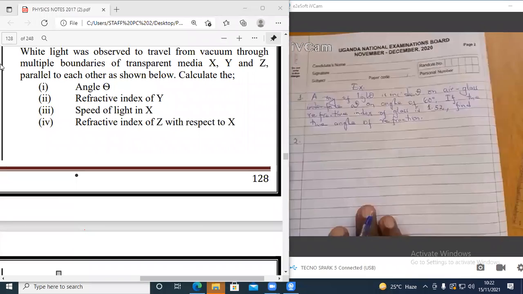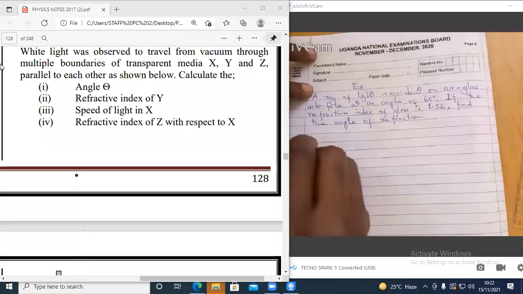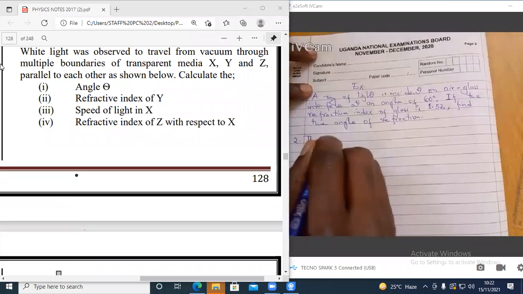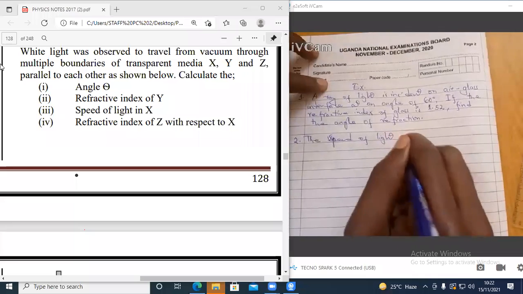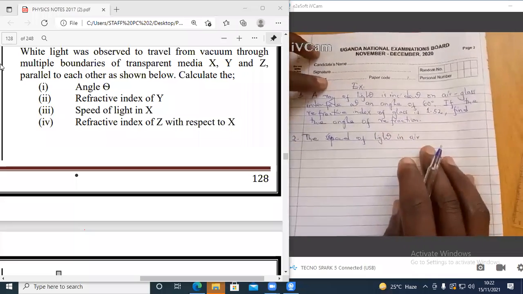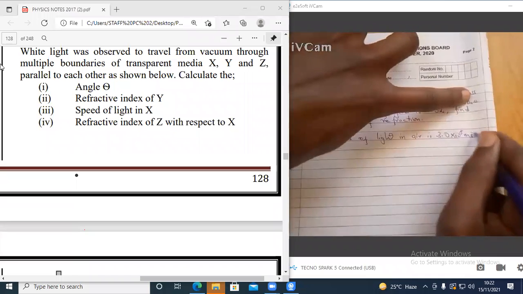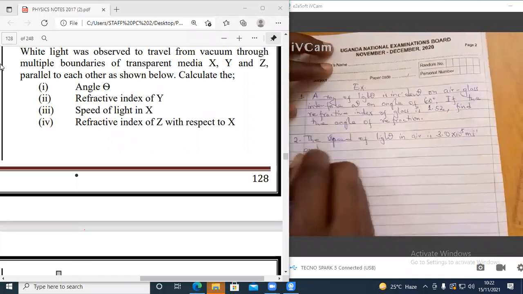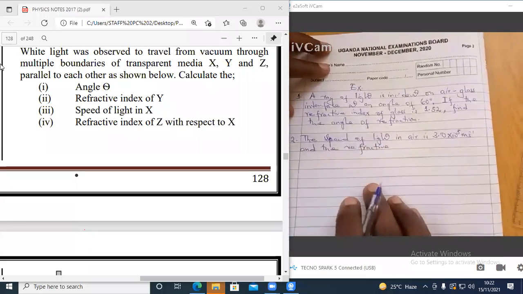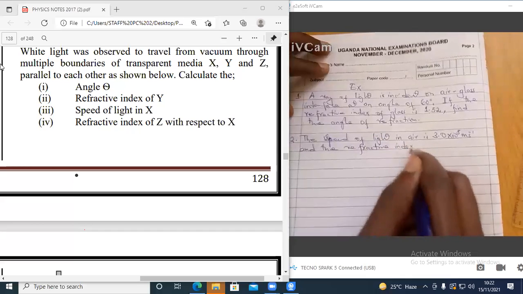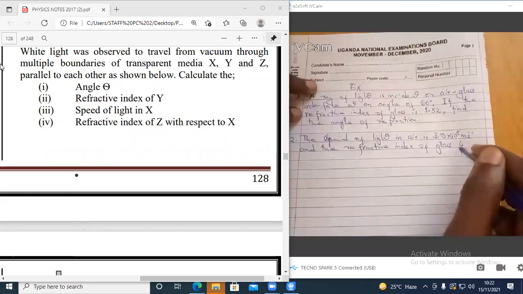Number two. Now this one, I want you to use the other formula for refractive index. The speed of light in air is 3.0 times 10 to the power 8. And the refractive index of glass is 1.5. Remember, our time is running out.